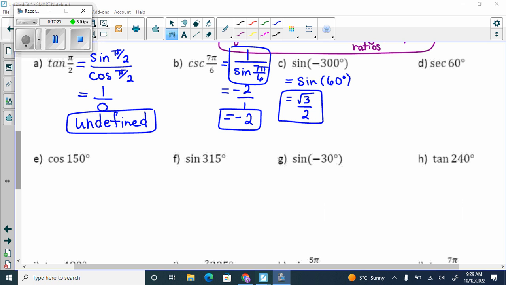So secant of 60 is the same as 1 over cos of 60. And what is cos of 60 degrees? So secant is 2 over 1 or just 2. So I would type that in as 1 over cos of 60, right? That's how I'd have to type it in. And I'd have to be in degree mode. Okay, cos 150. 150 cos is?